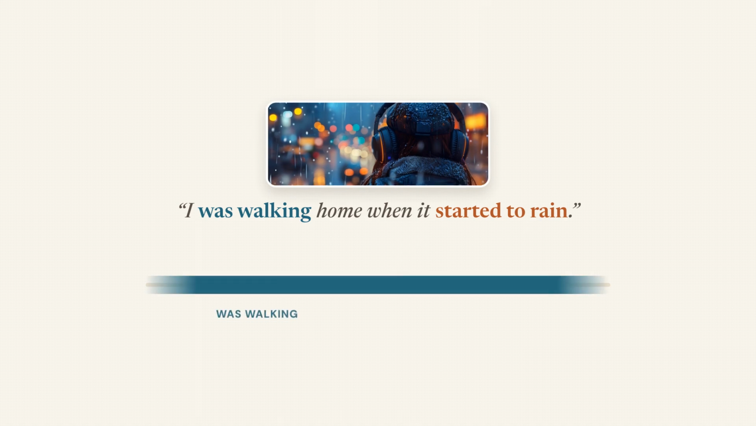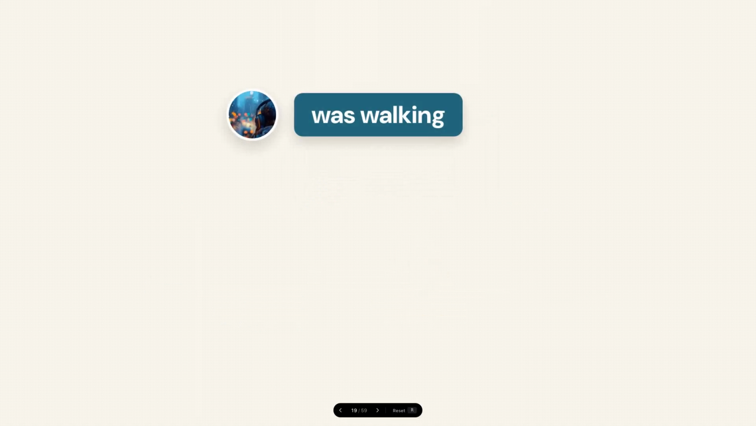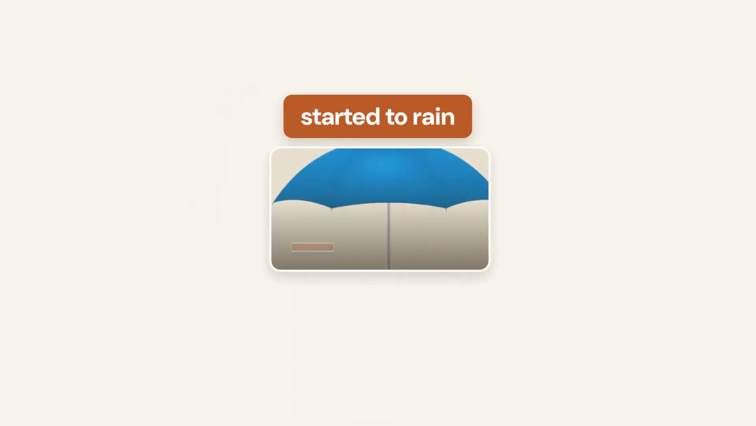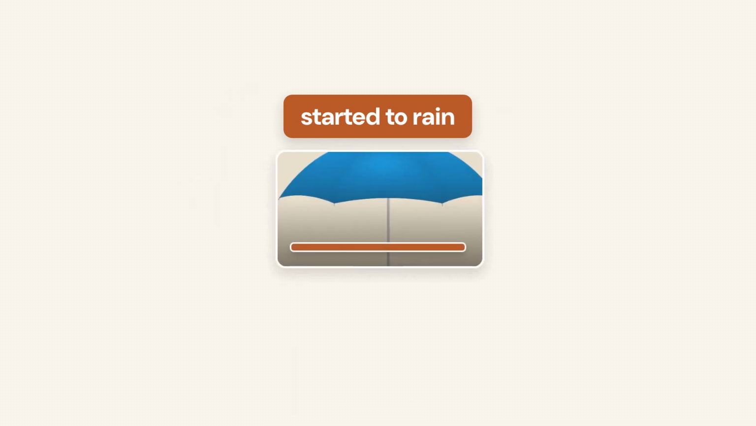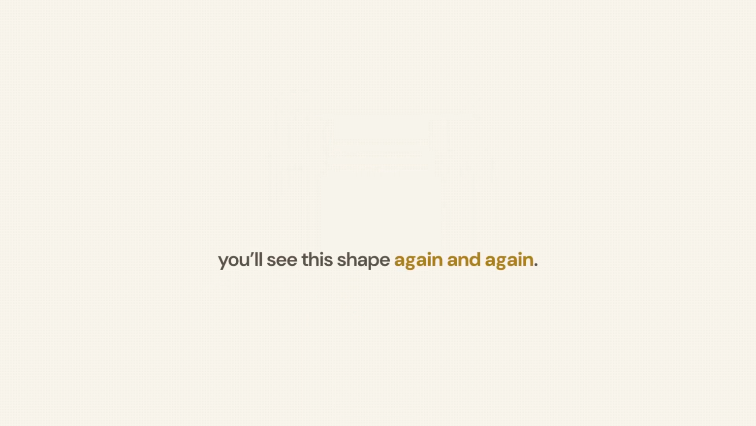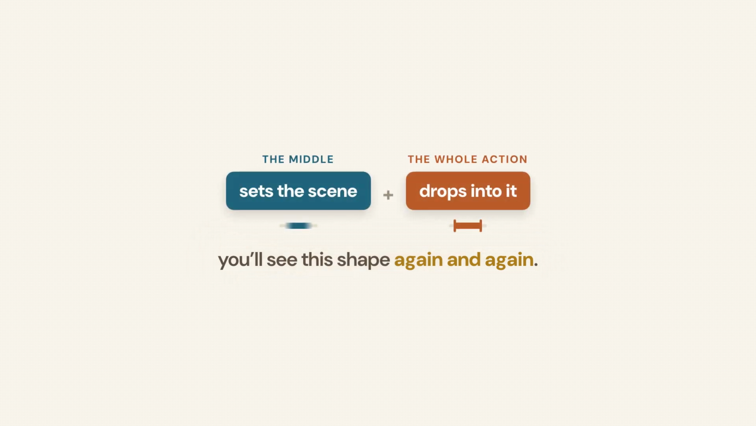Look at what each part is giving you. Was walking, that's the middle. I don't tell you when I left. I don't tell you when I got home. I'm just showing you what was going on. That's the scene. And started to rain. That's a whole action. It's complete. It's the thing that happened inside my scene. That's the shape, and you'll see it again and again. The middle sets the scene. The whole action drops into it.